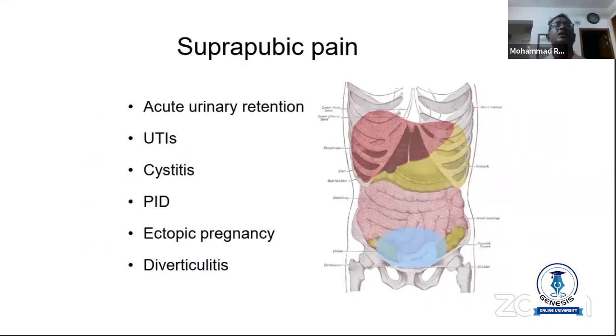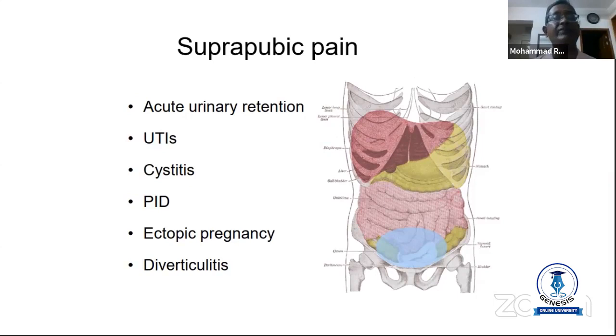What about suprapubic pain? We all know this is the place of the urinary bladder. So acute urinary tract obstruction, UTI, cystitis, bladder inflammation, infection, peptic ulcer, PID, pelvic inflammatory disease, ectopic pregnancy, and diverticulitis.